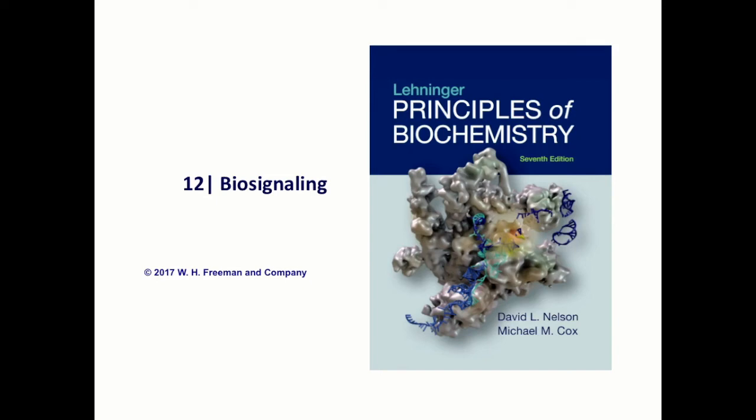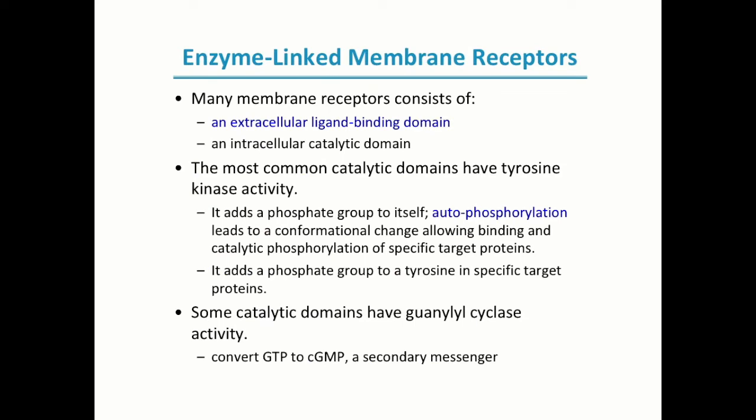This video finishes up Chapter 12 on biosignaling. In the last video, I mentioned that there are four major types of receptors: G protein-coupled receptors, also known as GPCRs, receptor enzymes or enzyme-linked receptors, gated ion channels, and nuclear receptors. In this final video, we will talk about some enzyme-linked membrane receptors as well as gated ion channels.